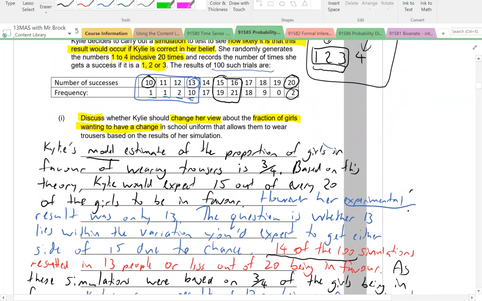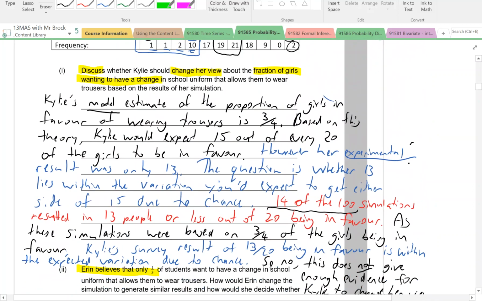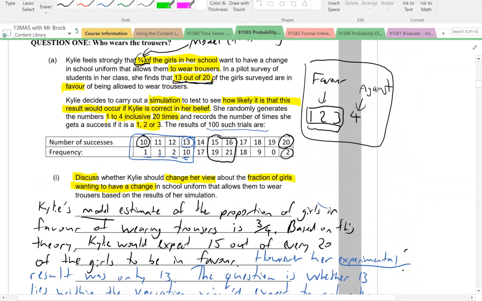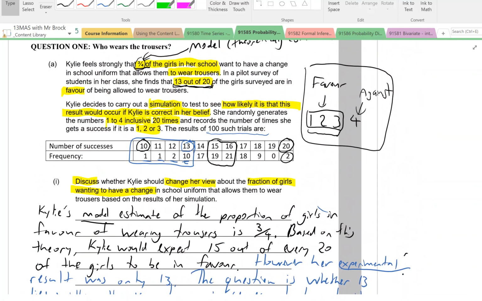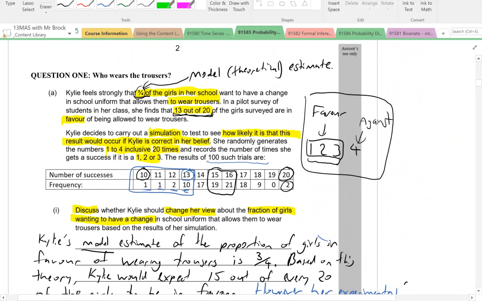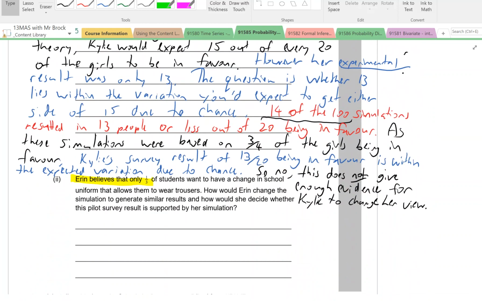Well, Kylie's model was 3/4 were in favour, and so she generated numbers 1 to 4 and made 1, 2 and 3 represent them being in favour. Erin wants to set up a simulation to represent 1/3 being in favour. So how might Erin do that? I want you to pause the video and think about that. Write down what you reckon.